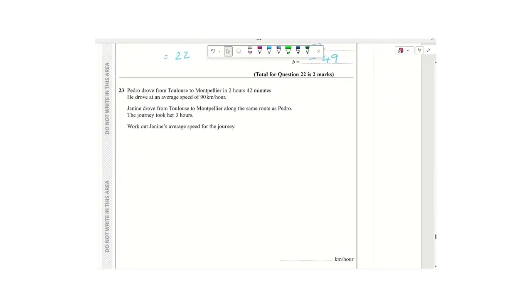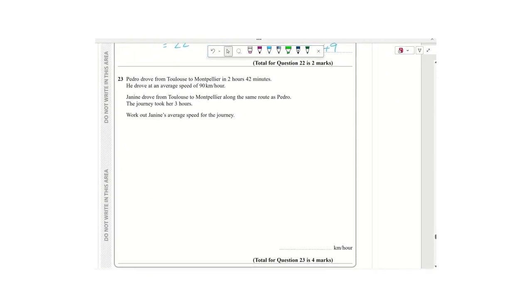Question 23. Pedro drove from Toulouse to Montpellier in 2 hours 40 minutes. So we've got a time of 2 hours and 42 minutes. He drove an average speed of 90 kilometers per hour. So his speed is 90 kilometers per hour.